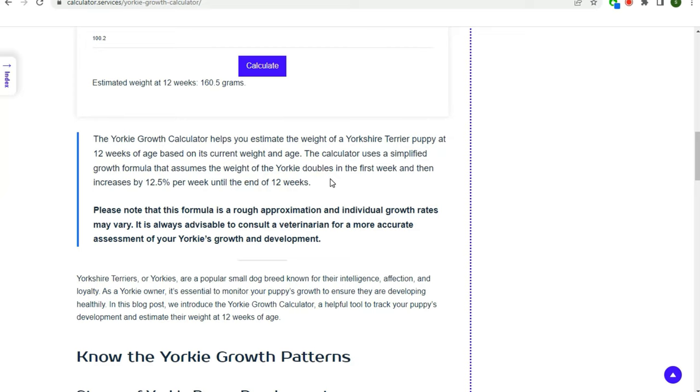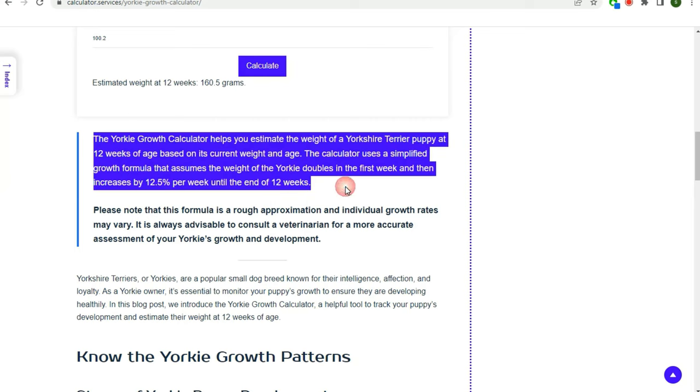Please note that this formula is a rough approximation and individual growth rates may vary. It is always advisable to consult a veterinarian for a more accurate assessment of your Yorkie's growth and development.